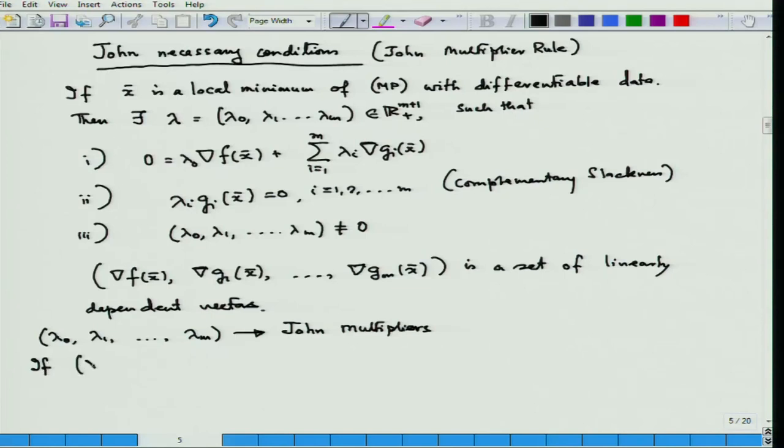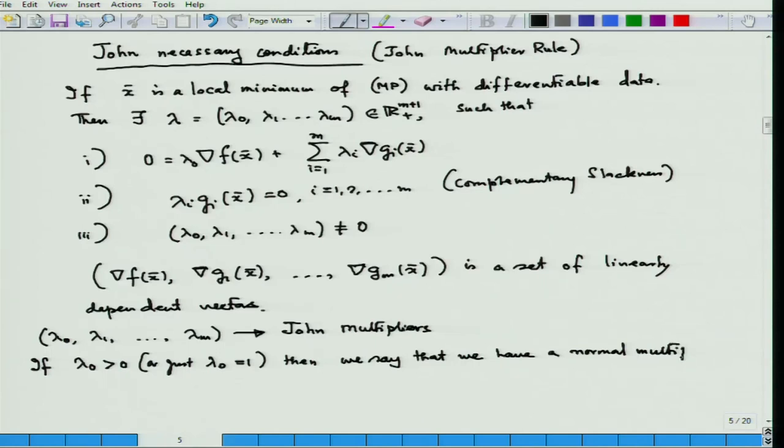If lambda naught is strictly greater than 0, or just say lambda naught is 1, then because we can divide by lambda naught, the same story remains. Then we say that we have a normal multiplier, that is a good case. If lambda naught is equal to 0, we say that the multipliers are abnormal.